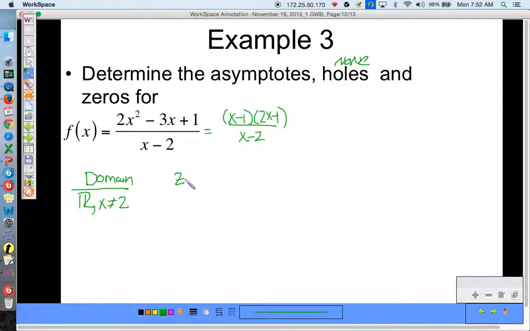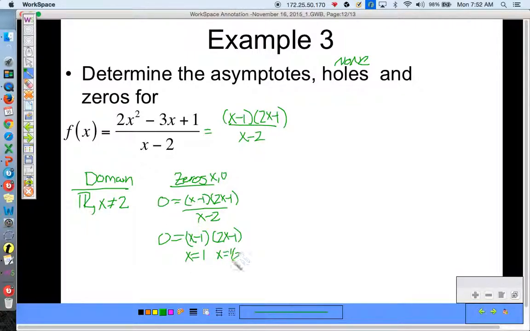Let's see our zeros. When does x comma 0? So when does 0 equal x minus 1 times 2x minus 1? It's when 0 equals the numerator. So there are 2 zeros at x equals 1 and x equals 1/2. So we know these coordinates are on the graph.